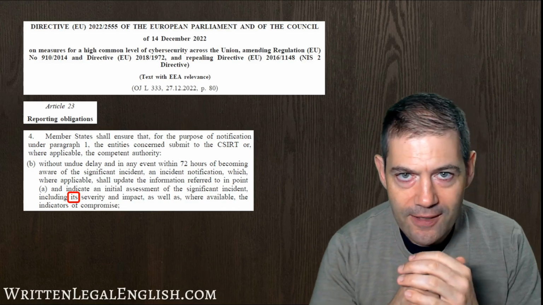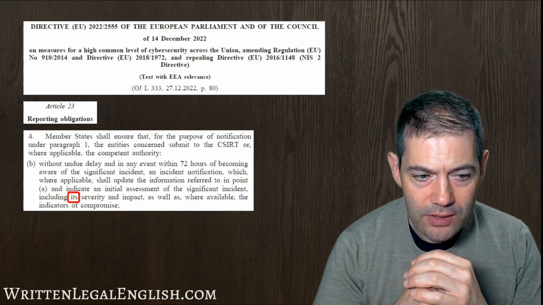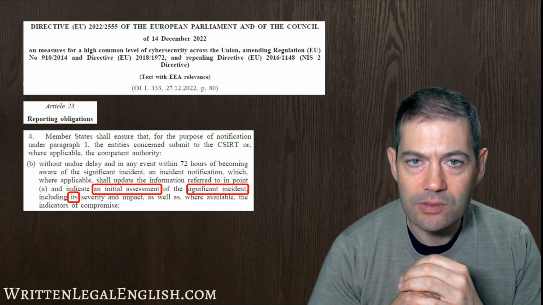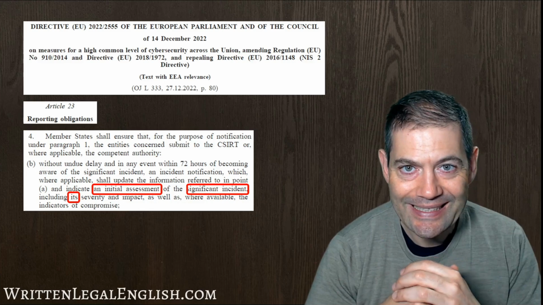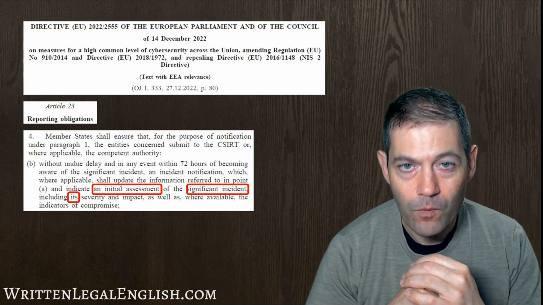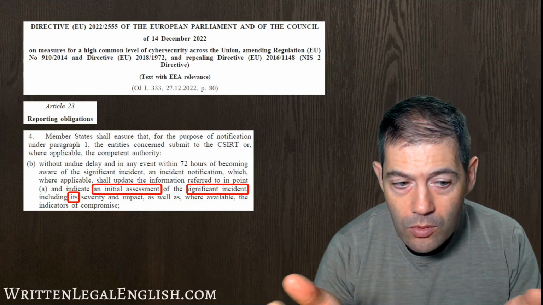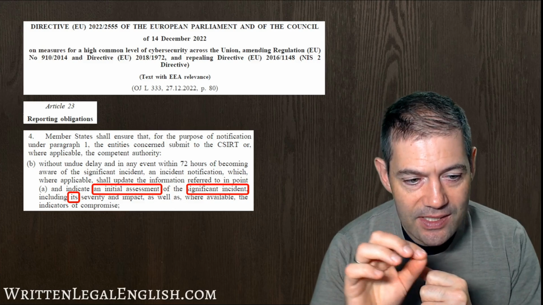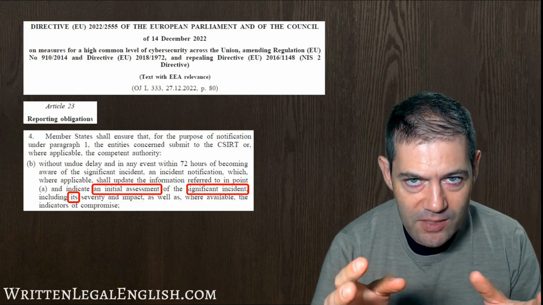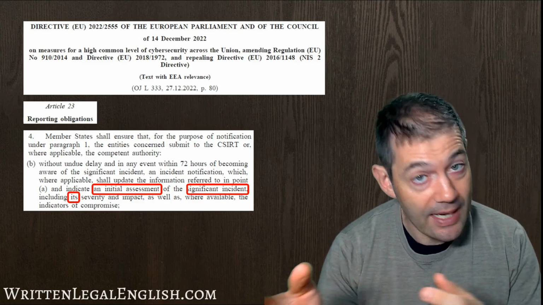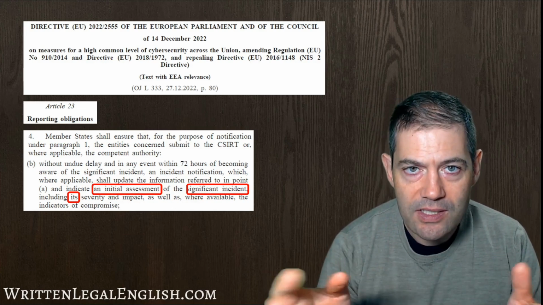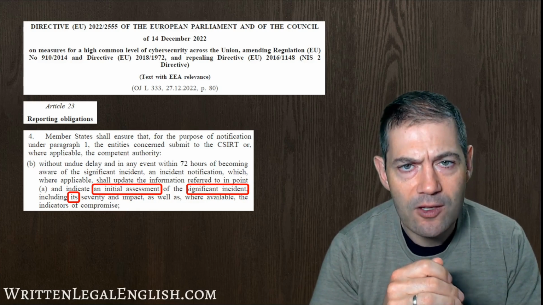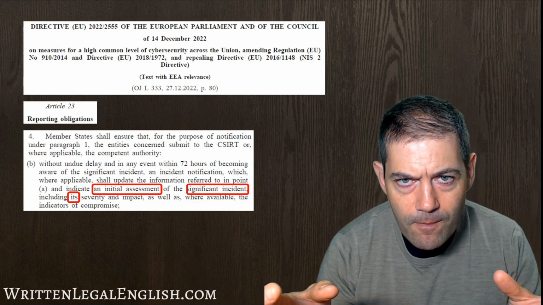I'm going to highlight it here. What does it refer to? Does it refer to significant incident, or does it refer to an initial assessment? We don't know. Severity and impact. If we carry on reading, it says its severity and impact. Well, an assessment can have a severity and it can have an impact. A significant incident can have severity, can have an impact. So that doesn't help us in understanding either.